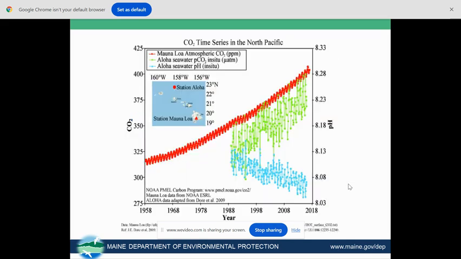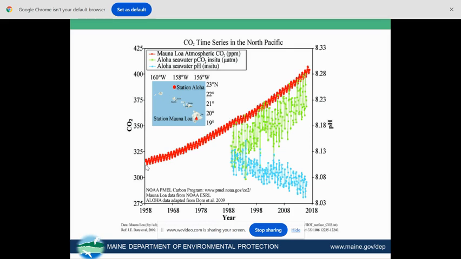All right, now here's a chart showing that over time they've been looking at carbon dioxide levels since the 1950s, and then in the 1980s and 90s, they started looking at the amount of carbon dioxide in the seawater, and the amount of hydrogen ions or the pH of the ocean water. So the red line is the carbon dioxide in the atmosphere. And you can see that's going up. It goes up and down, but the trend is very starkly going up.